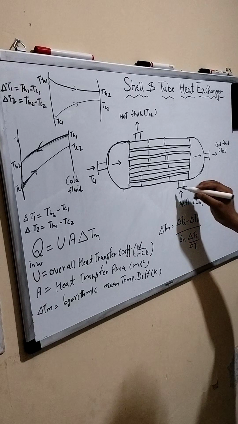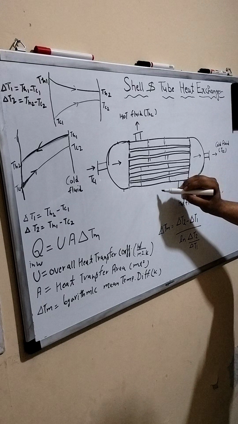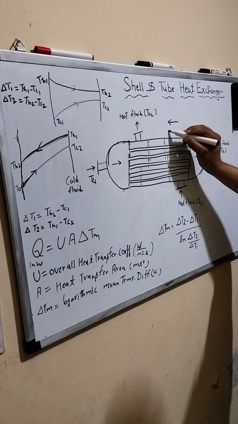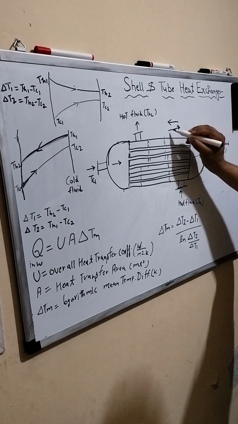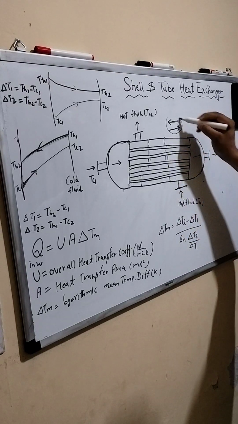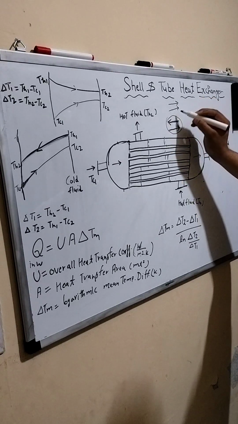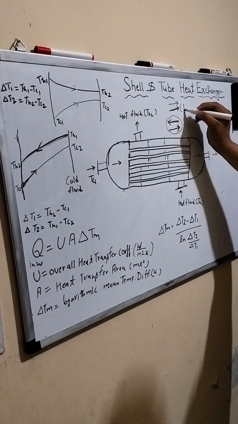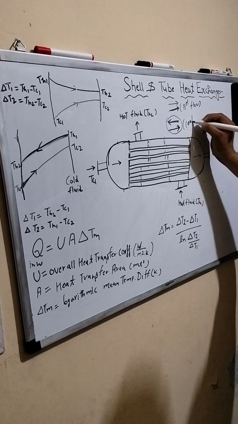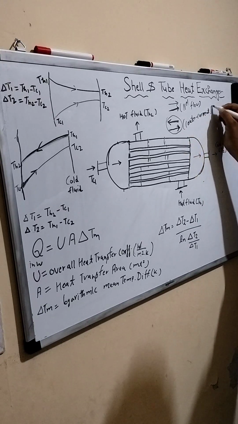Suppose this is a diagram of counter current flow. One fluid moves in this direction and the other in the opposite direction. So two fluids move in opposite directions. It is a counter current flow. What does parallel flow mean? When your two fluids flow in the same direction, it is a parallel flow. And this is counter current flow.